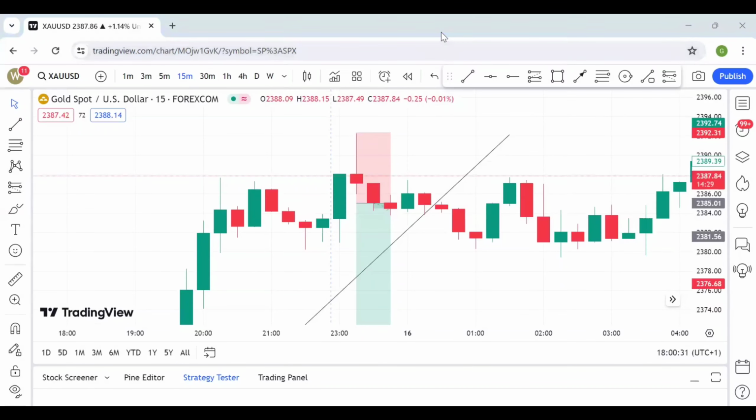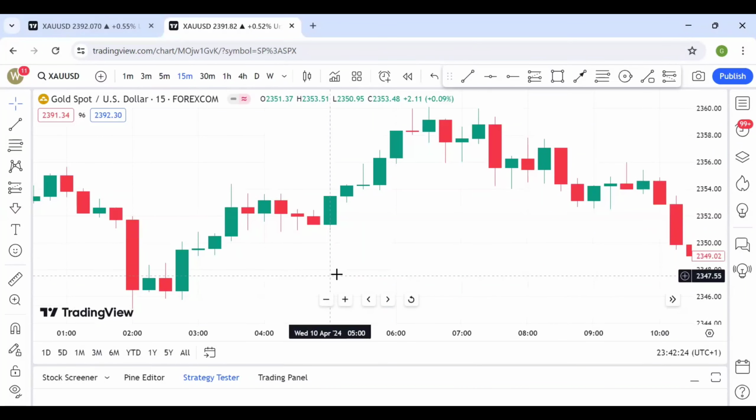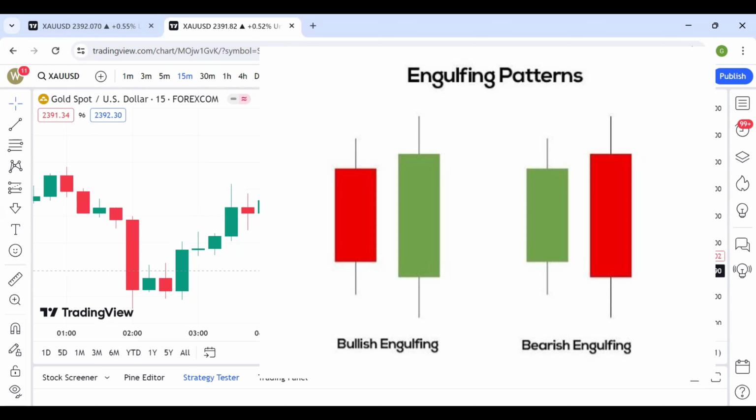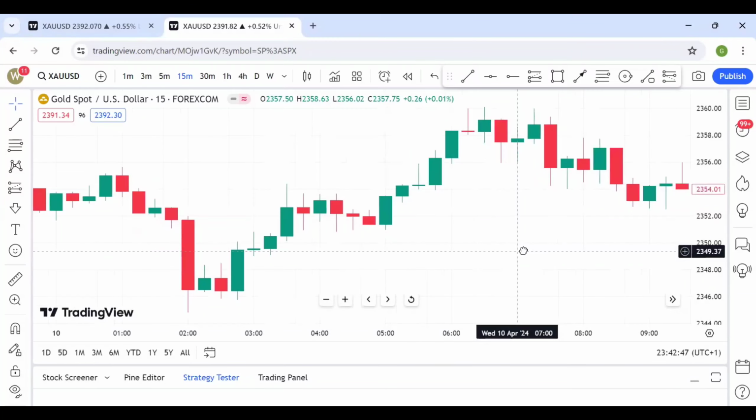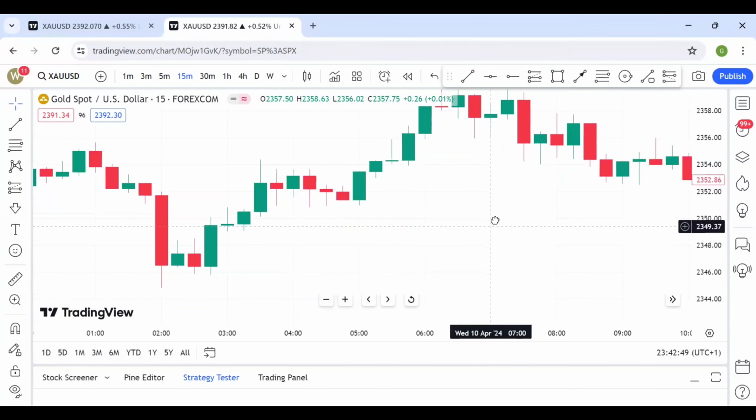The next candle we are going to talk about is the bullish and the bearish engulfing candles. The bullish and the bearish engulfing candles are both powerful reversal patterns, which are mostly found at the end of a strong trend. Let's start with the bullish engulfing candles. So the bullish engulfing pattern is a two candlestick reversal.